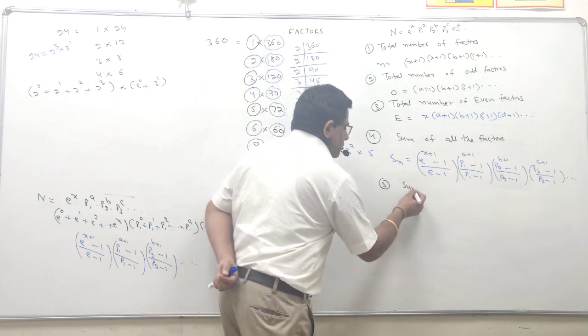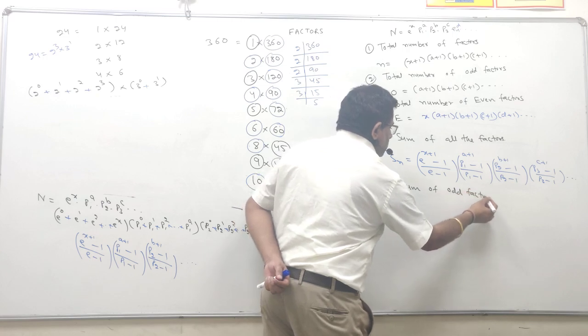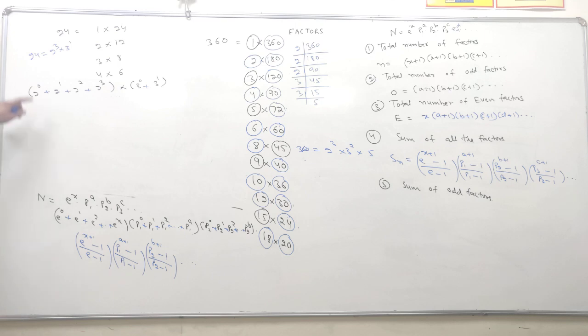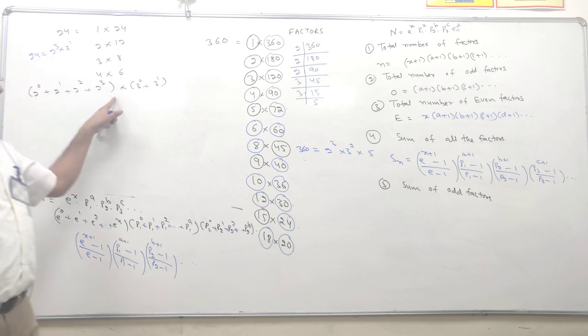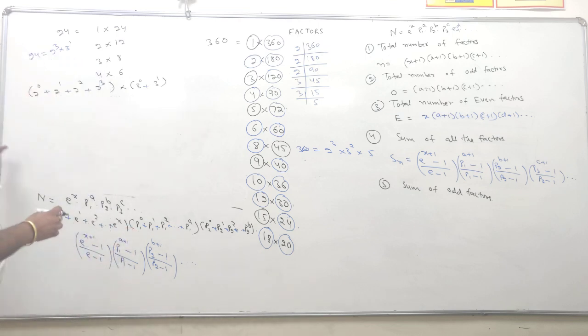Sum of odd factors. We can see, as in the case of 24, the prime factorization is 2 cube into 3 raised to power 1, and the factors can be obtained in this way. If I have to calculate the sum of odd factors, it means there should be no 2. So this is only 2 raised to power 0.